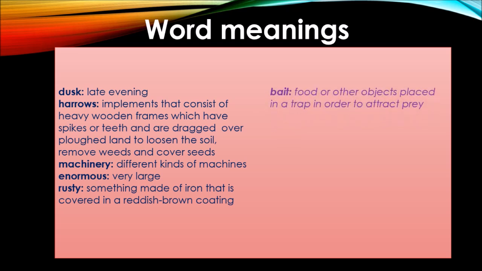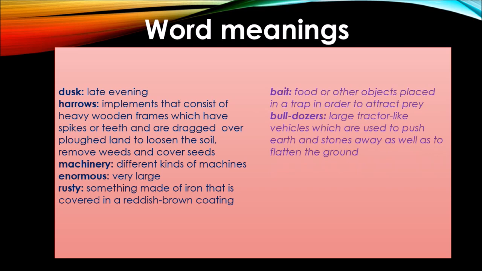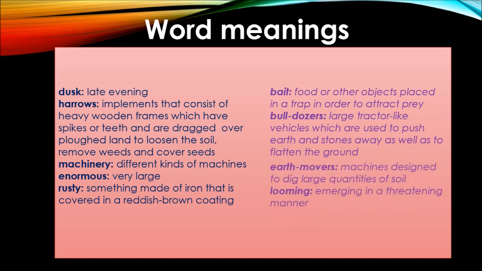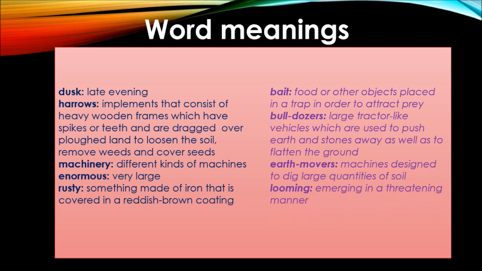Bait: food or other objects placed in a trap in order to attract prey. Bulldozers: large tractor-like vehicles which are used to push earth and stones away as well as to flatten the ground. Earth movers: machines designed to dig large quantities of soil. Looming: emerging in a threatening manner. Inviting sound: an attractive, tempting sound.